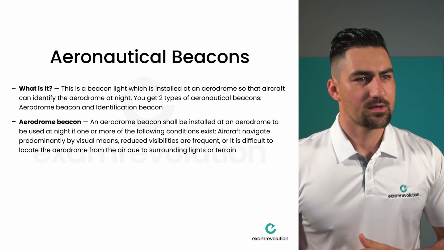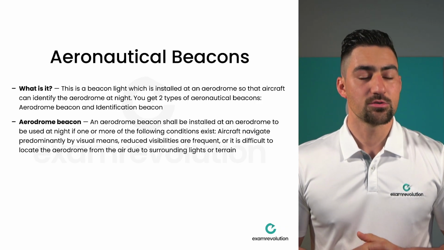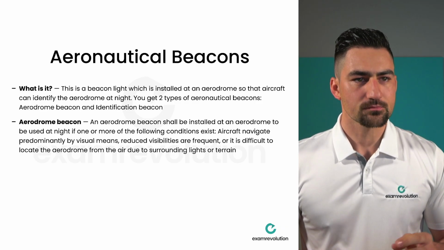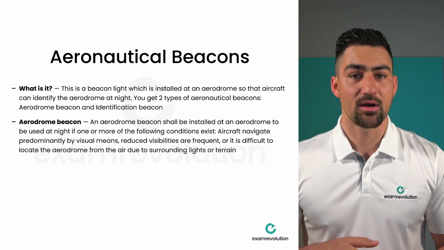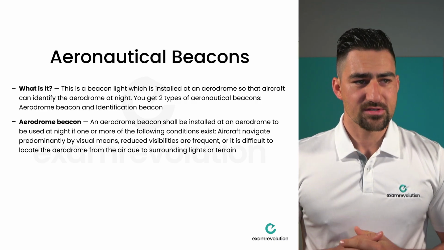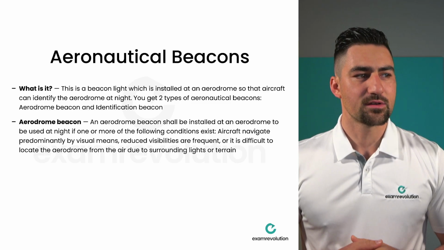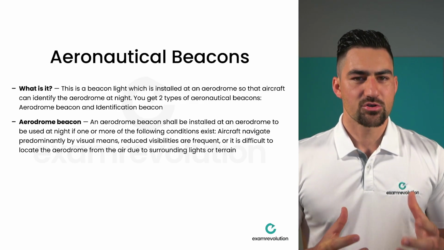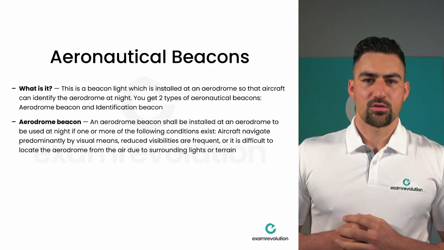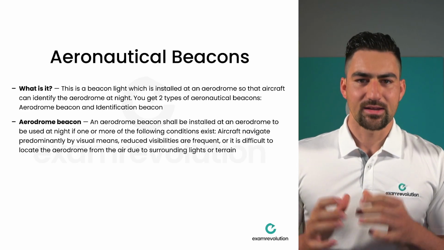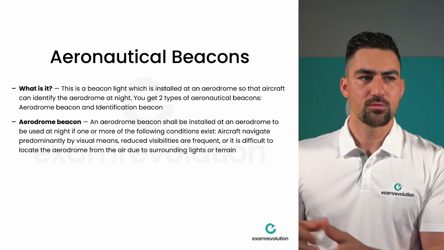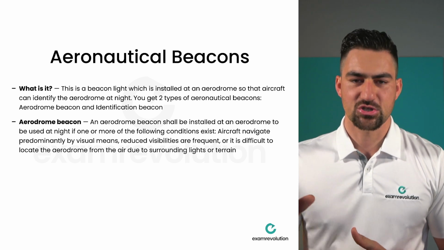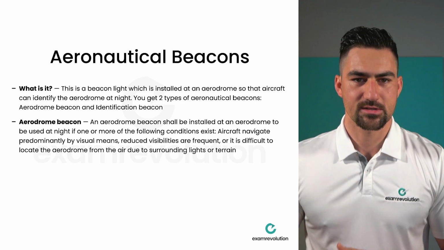So the aerodrome beacon shall be installed at an aerodrome to be used at night if one or more of the following conditions exist. Aircraft navigate predominantly by visual means, reduced visibilities are frequent, or it is difficult to locate the aerodrome from the air due to surrounding lights or terrain. So an aerodrome beacon, guys, is basically there so that when you fly to that aerodrome at night, it is easier for you to locate that aerodrome by just looking at the beacon. And you'll see what the beacon is now. It's a light basically just shining so that you can see where the aerodrome is.